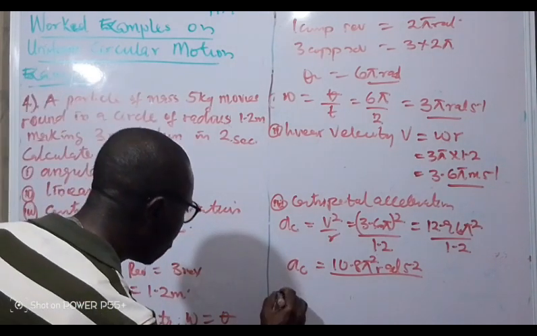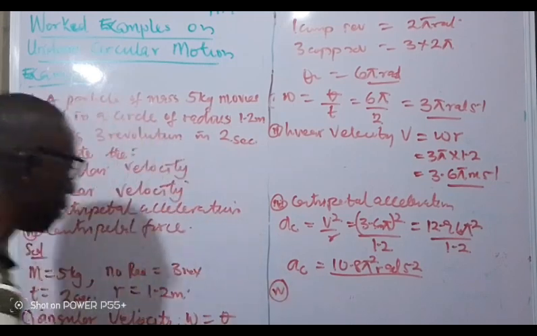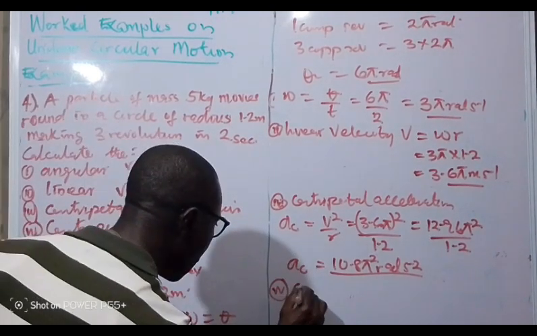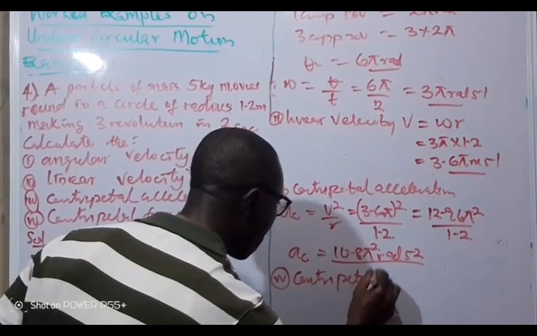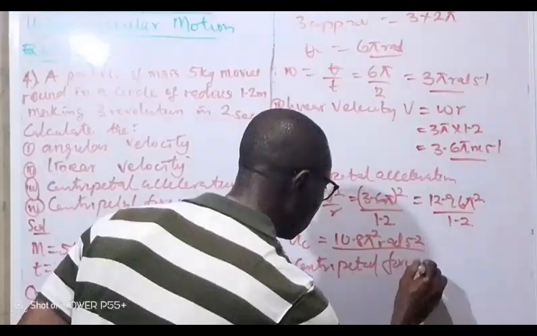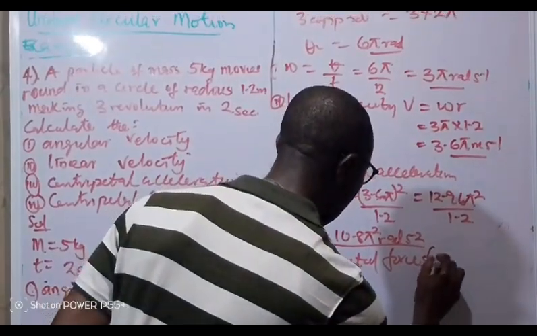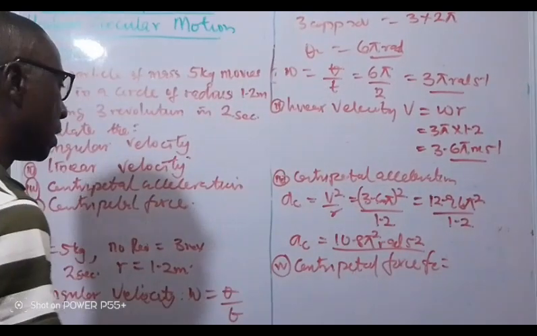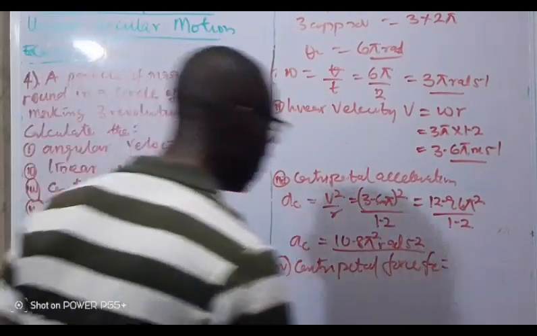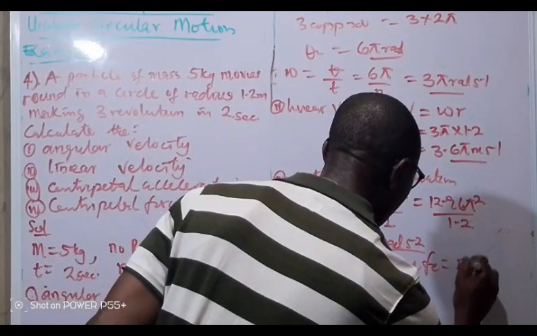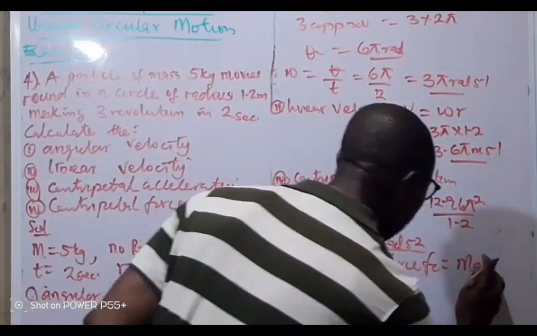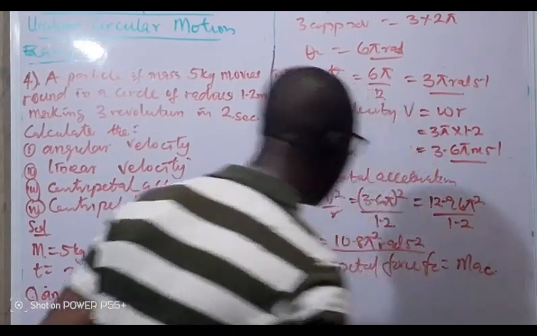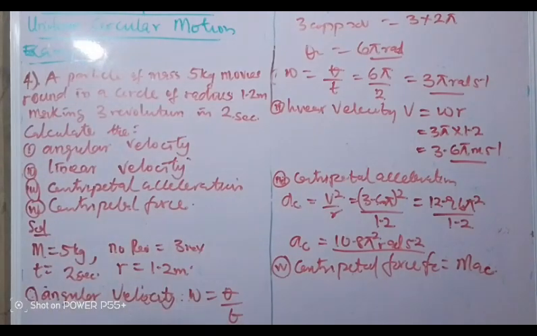So 4 now, Roman figure 4. That is centripetal force, Fc. Since ac is known, better we use m ac, that is mass multiplied by the centripetal acceleration, instead of using mv squared over r.